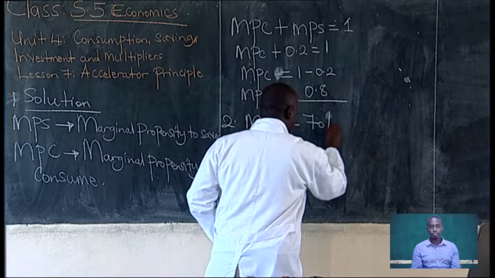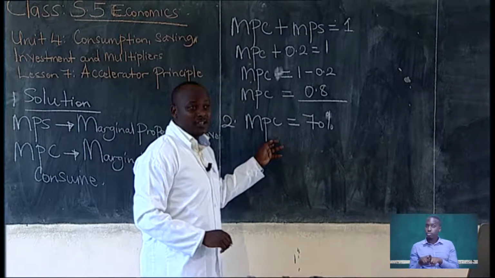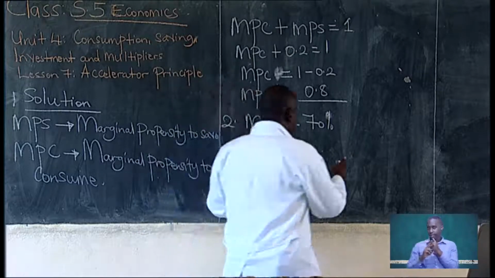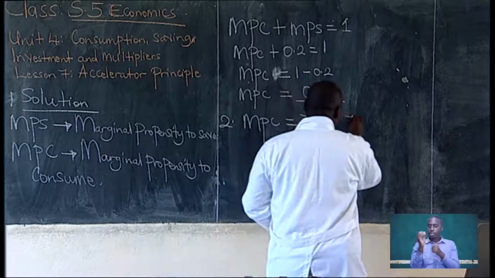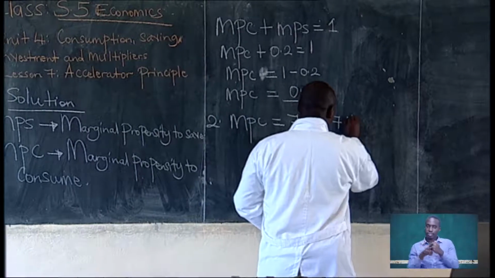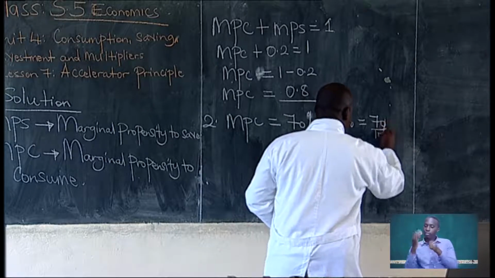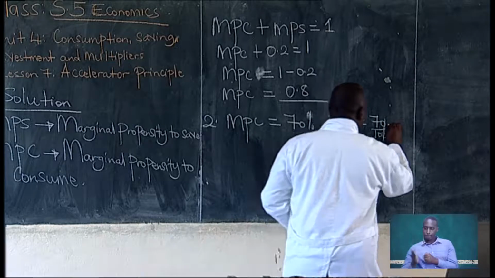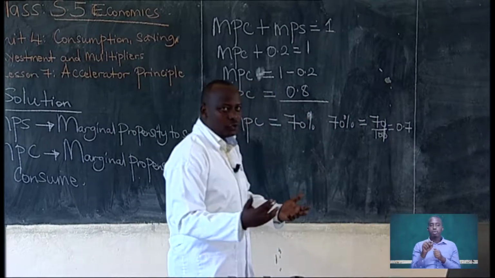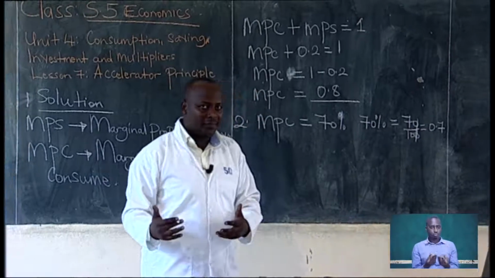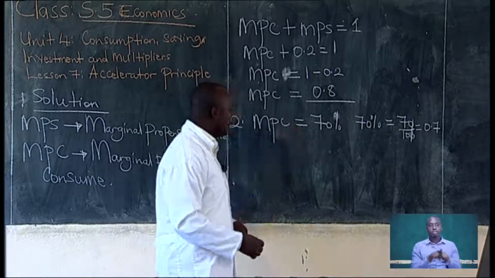Which is 70%. And which is the same as 0.7. Because if you get 70%, that will be 70 out of 100. You cancel the 0, 7 divided by 10, you will get 0.7. Now, 70%, in order to simplify it, it will be 0.7, which is the same as 70%.